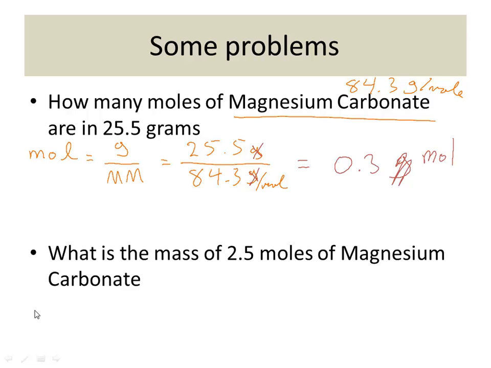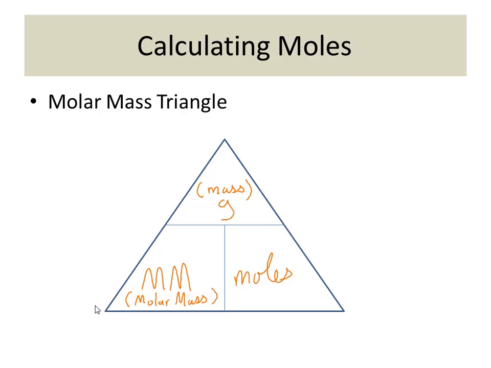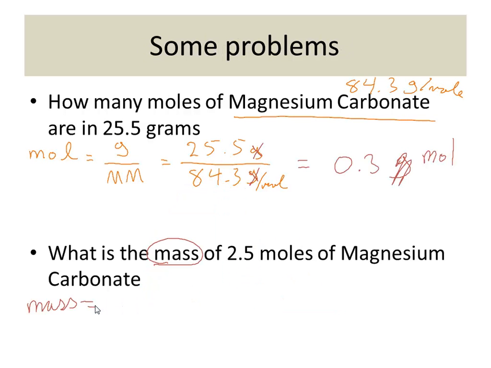What are we trying to calculate here? Mass. So you do moles times molar mass. Good. So I want to calculate my mass here, so I want to calculate grams. Mass equals what? Well, we want to calculate mass, right? So I can go forward and calculate mass is equal to moles times molar mass. If I know 1 mole is 84.3 grams, I can calculate 2.5 moles. How? By multiplying them together.